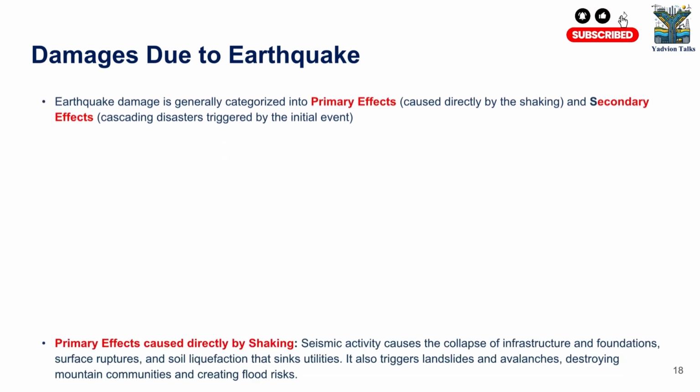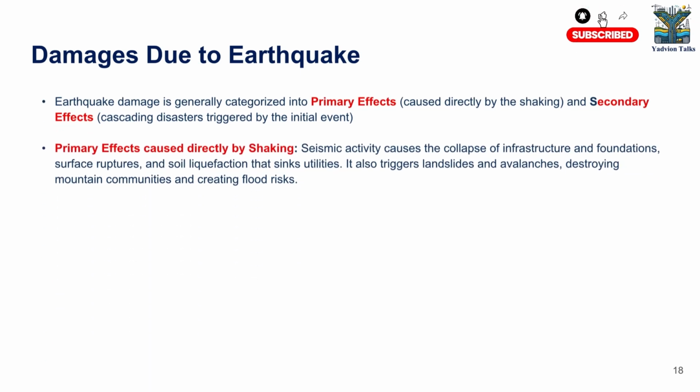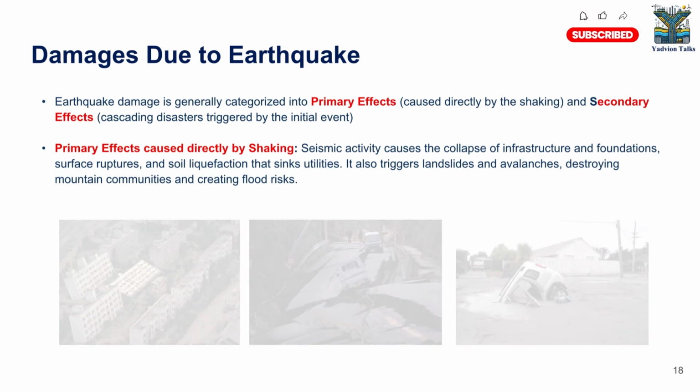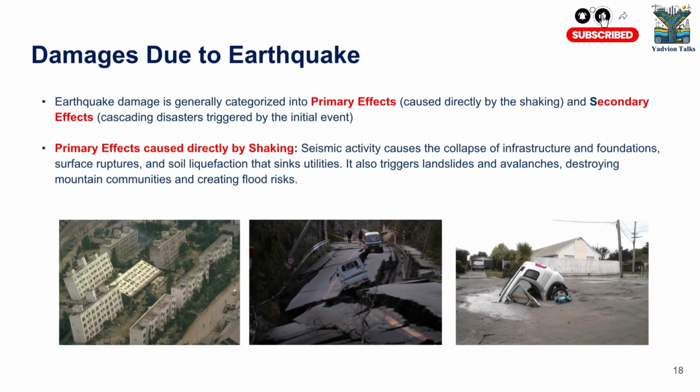Damages due to earthquake. We will see the damages. There are two types of damages: primary effects and secondary effects. Primary effects are caused directly by the shaking. Seismic activity causes collapse of infrastructure, foundation, surface rupture, and soil liquefaction that sinks the utilities. It also triggers landslides and avalanches, destroying mountain communities and creating flood risks.